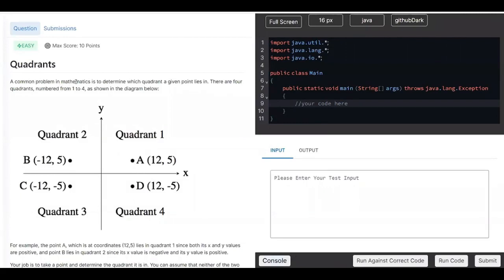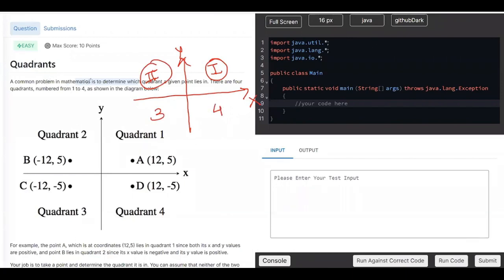Okay, guys, let's read the question. A common problem in mathematics is to determine which quadrant a given point lies in. For people who are not aware, in maths, when we did coordinate geometry, we had these 4 quadrants. This is the x-axis, this is the y-axis. This is known as the first quadrant. This was my second quadrant, this was my third quadrant, and this was my fourth quadrant.